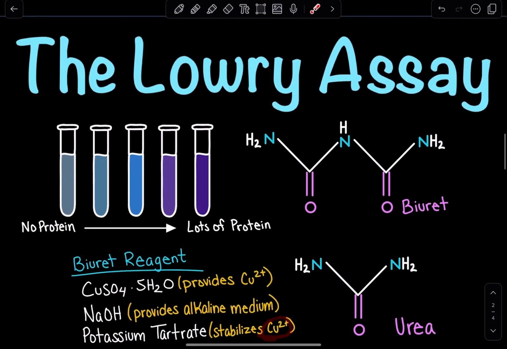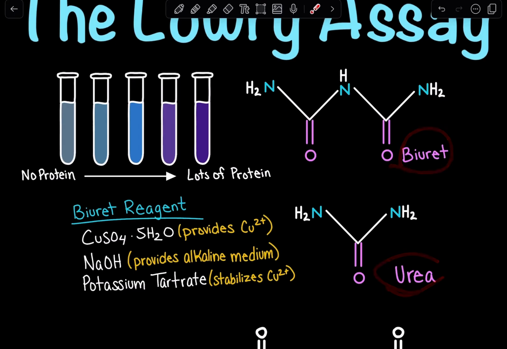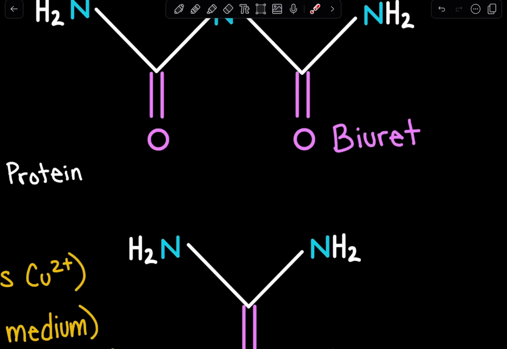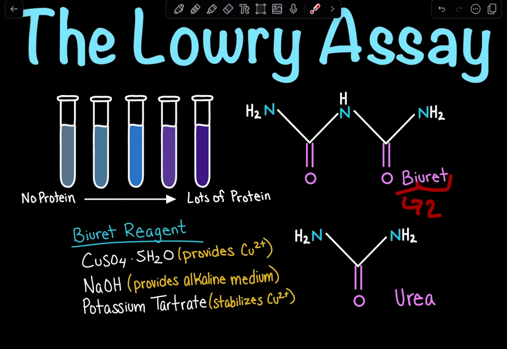But where does the name Biuret come from? The answer lies in the name itself. Biuret is actually the composition of two urea molecules. When we heat up two urea molecules, it forms Biuret. We can break down the name: Bi means two, and uret for urea. So Biuret is just two urea molecules.